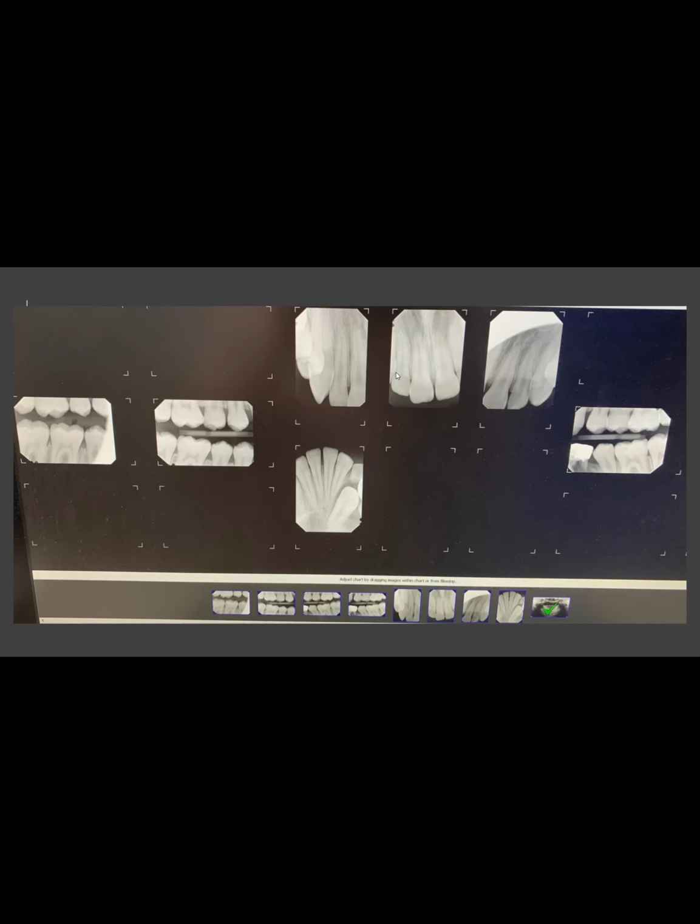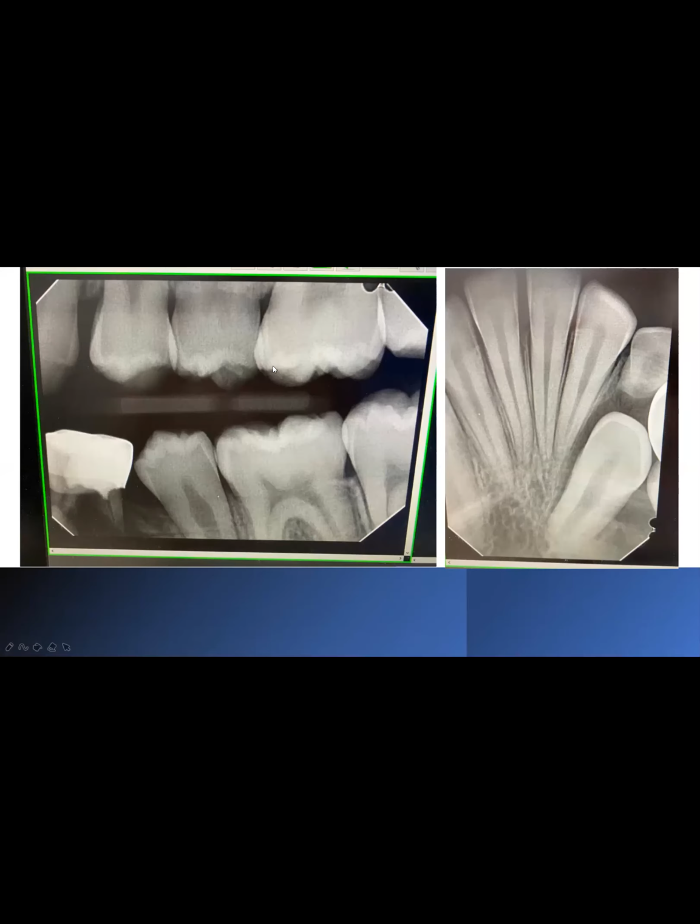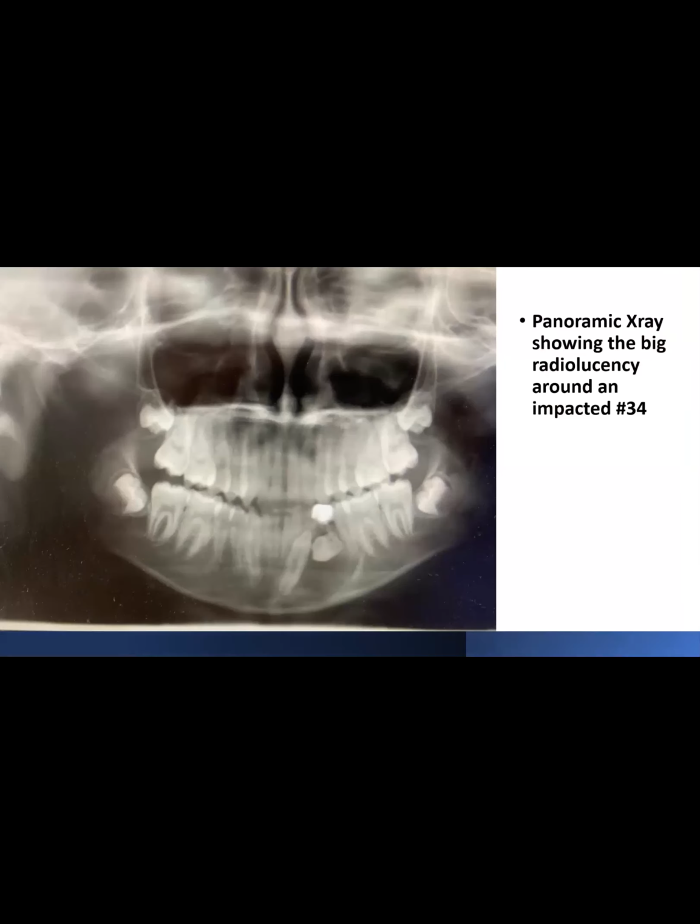Will you be ordering more images? Probably a PA, because it doesn't look like you can see much periapically based on the bitewing. Wonderful. Okay, so I ordered a pan. So maybe Dr. Sally, want to show us the pan? Here we go. Nice pan, right?